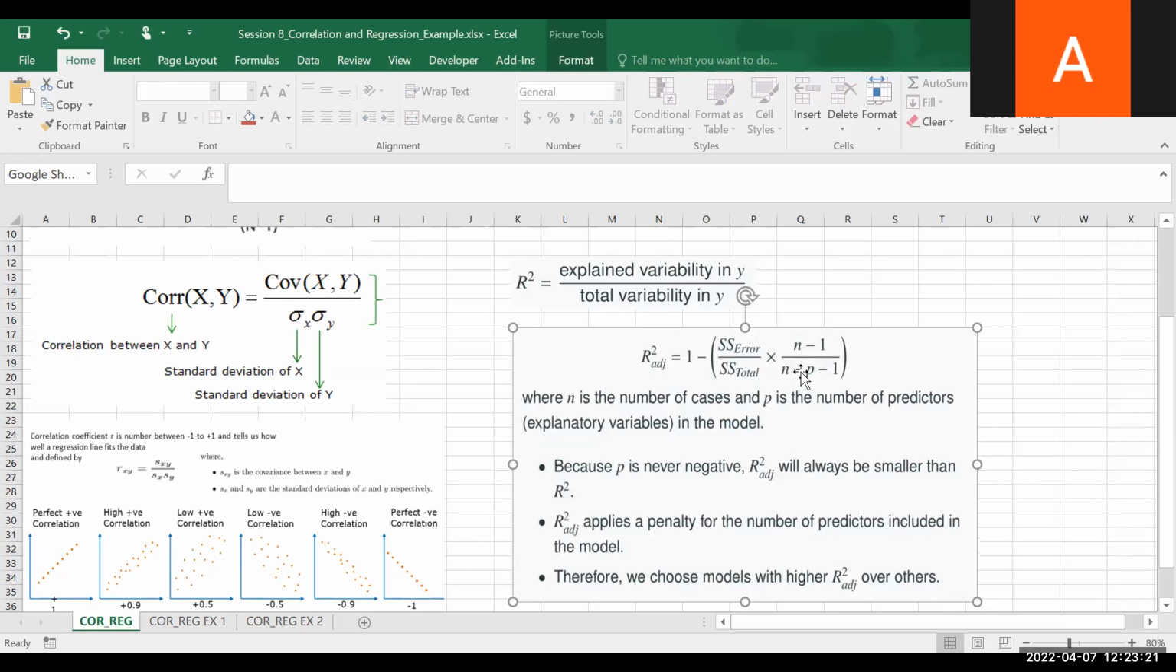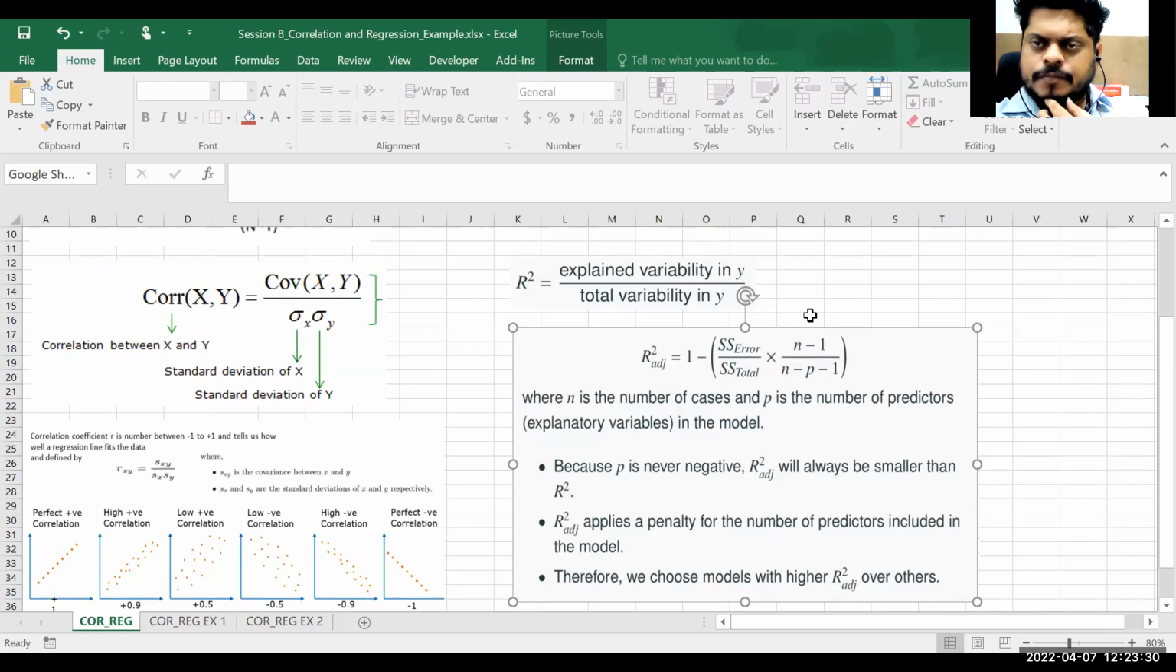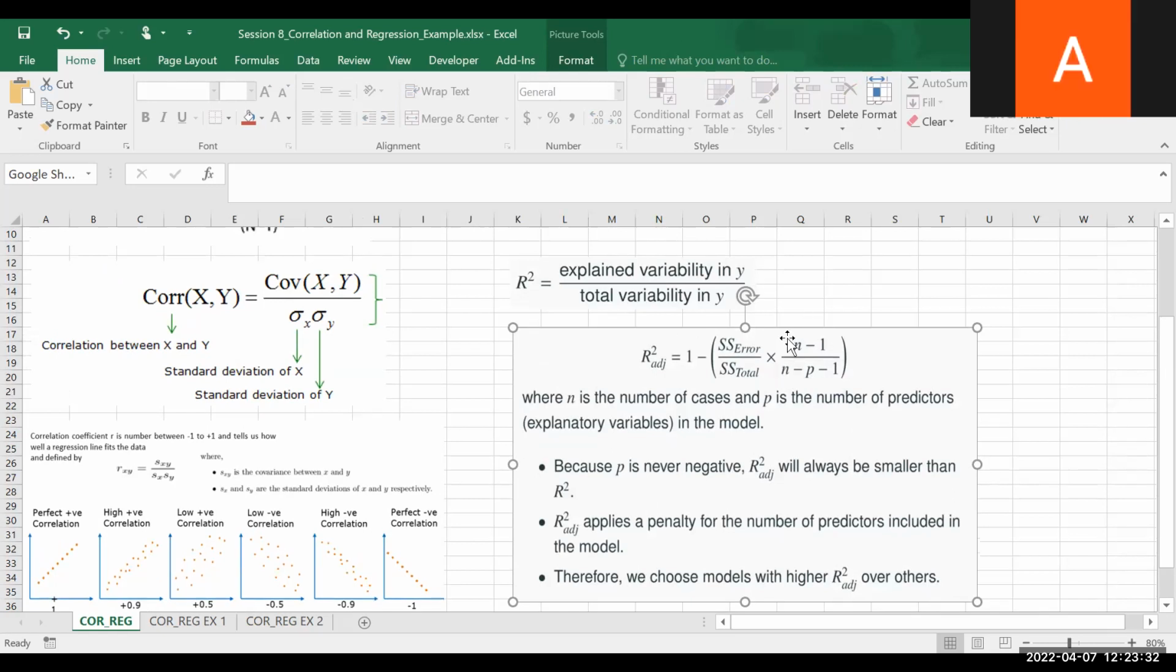But if we are taking two or three predictors, the denominator, that is n minus p minus 1, would be, I guess, less, and that is how we are going to get more adjusted R square in the case of two or three independent variables. So how are we going to conclude on that?